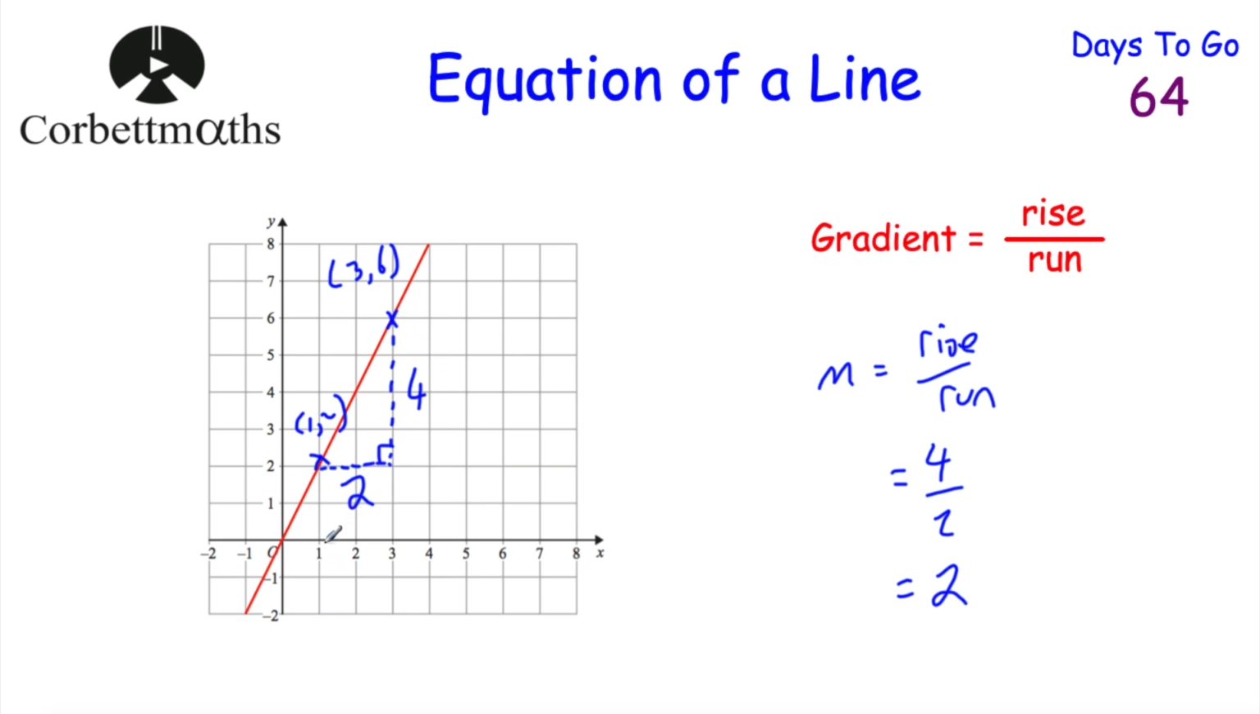Now, I'm avoiding saying 1 square across because it's not always 1 unit for each square, and you'll see that in our next example. So for every 1 unit you go across, you go up 2, and that's it. So the gradient of this line is equal to 2.